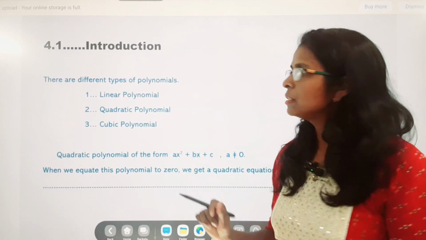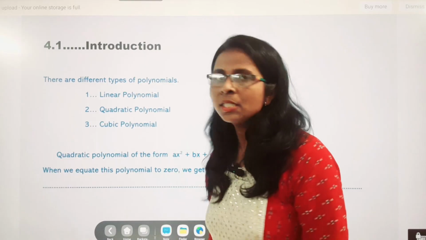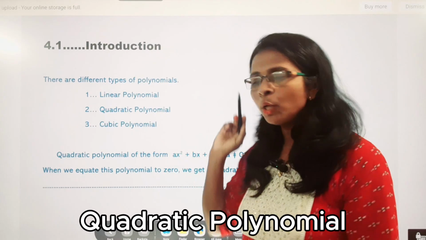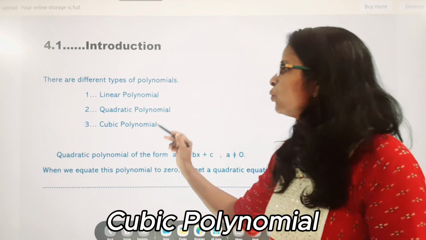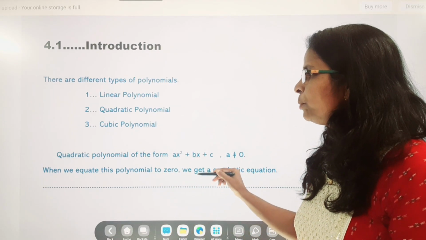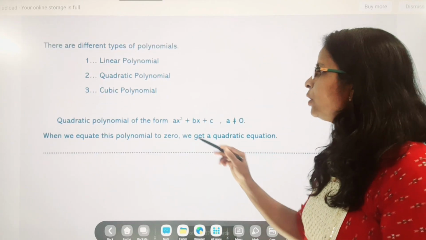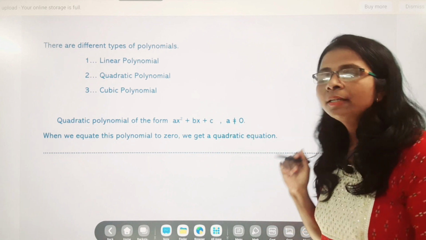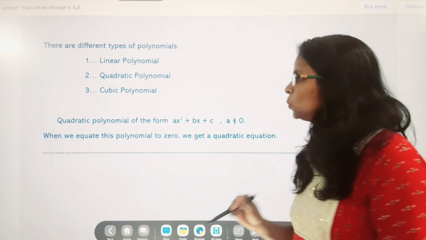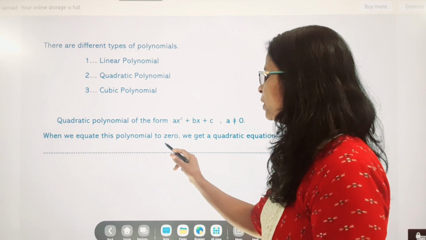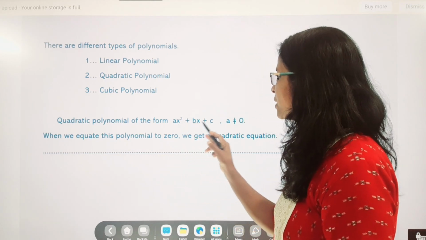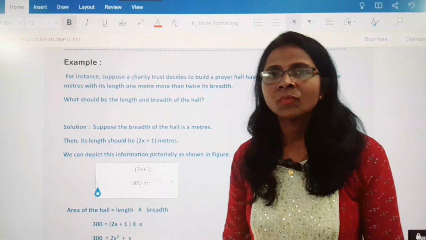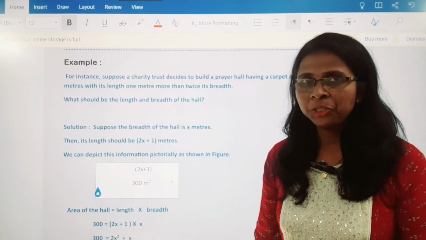See the introduction first. There are different types of polynomials. First one, linear polynomial, second one, quadratic polynomial, and third one is the cubic polynomial. Now a quadratic polynomial is of the form ax square plus bx plus c, where a is not equal to 0. And when we equate this polynomial to 0, that means ax square plus bx plus c is equal to 0, then we get a quadratic equation. How could we get a quadratic equation?